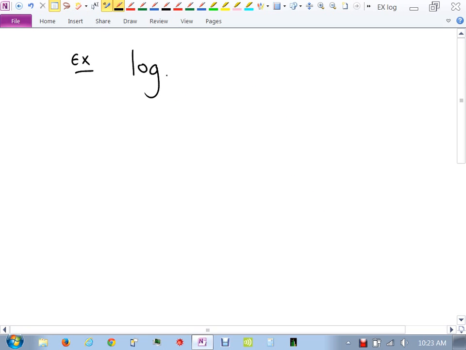Log base 4 of 8. I like this problem. See if you can do it. Set it up, let it equal y, do your loop, and then look at that for a second, and then we'll talk about it. I'm just going to write it down while you try it.